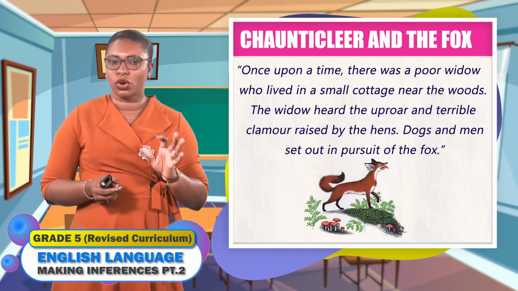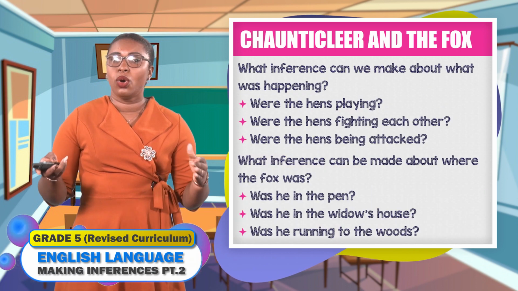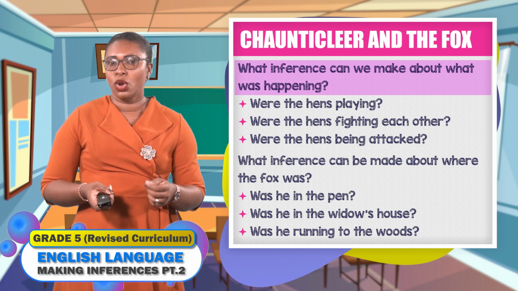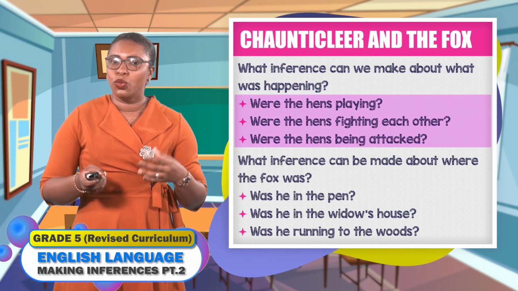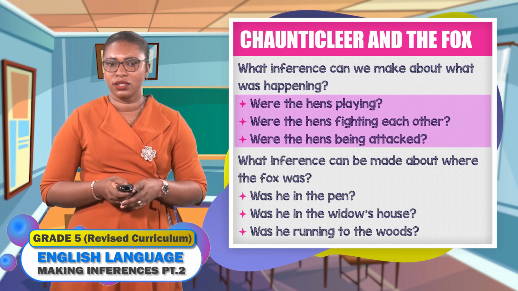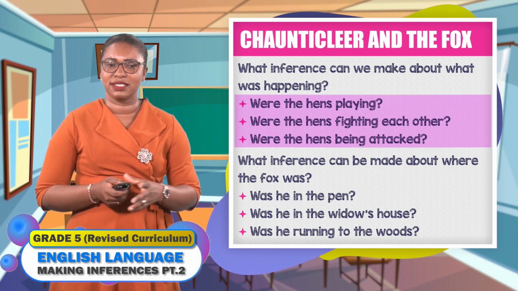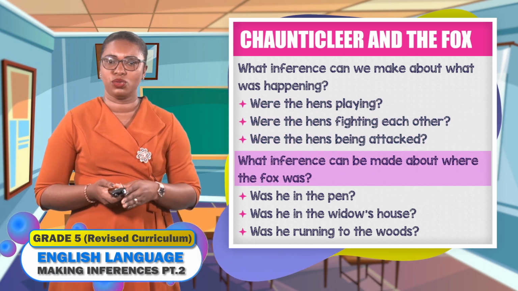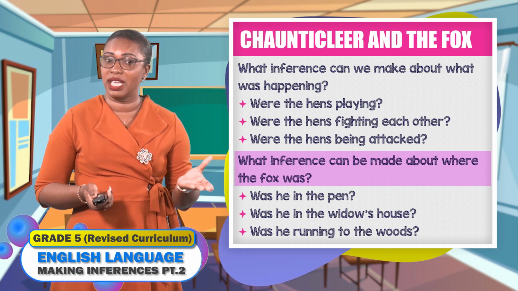Now that's just a short clipping. What inference can we make about what was happening? Were the hens playing? Were the hens fighting each other? Were the hens being attacked? And what inference can we make about where the fox was or where he was heading?